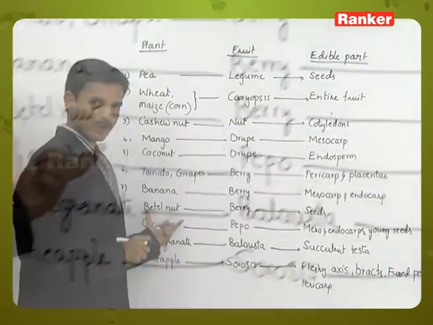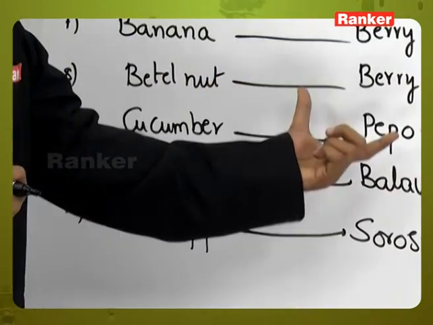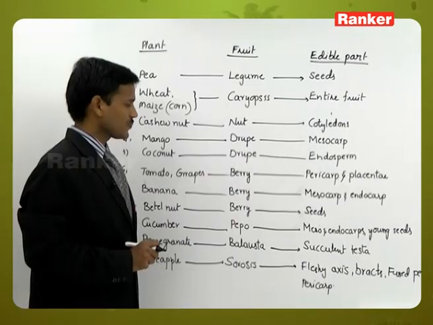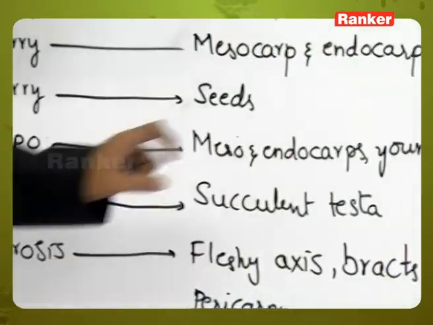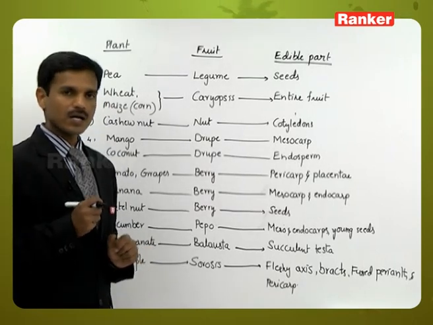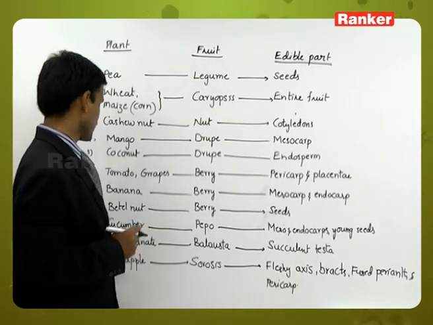Next, Cucurbitaceae family members, the characteristic fruit is pepo, and in cucumbers the edible parts are mesocarp, endocarp, and small young seeds are also edible.